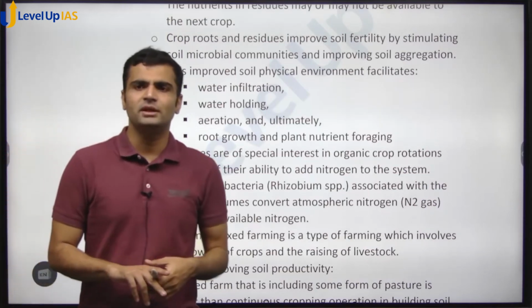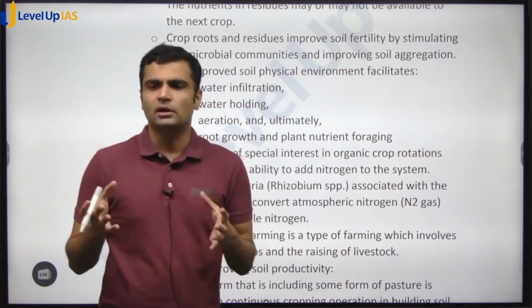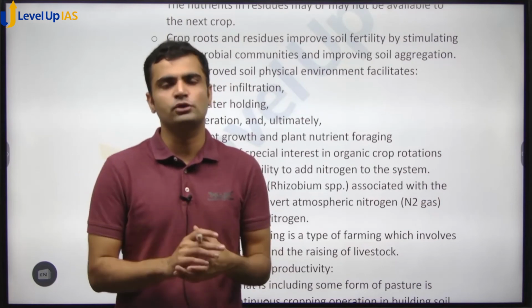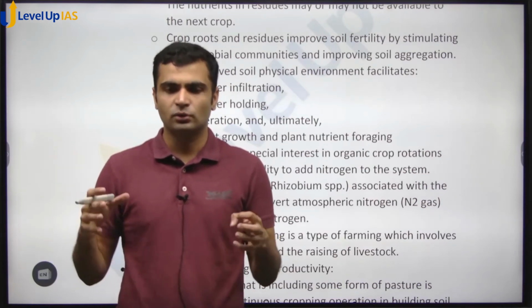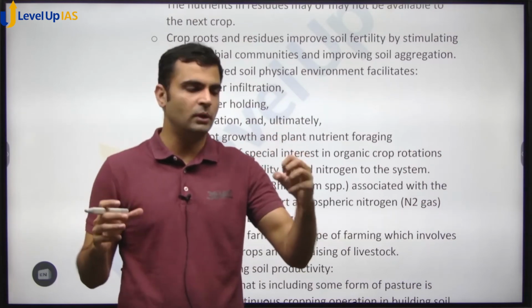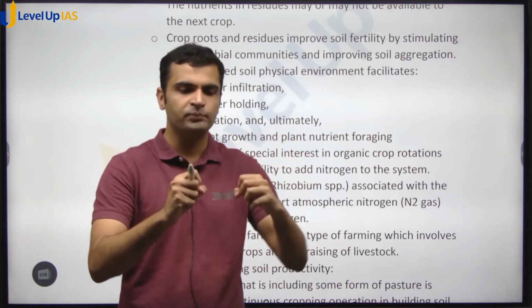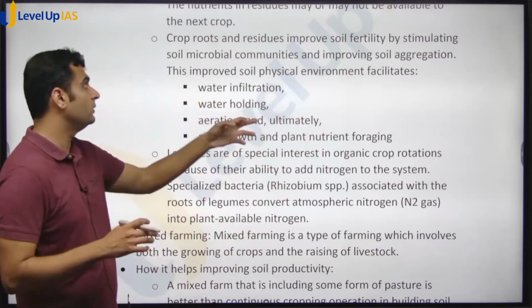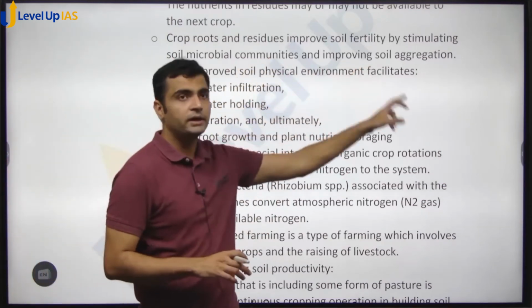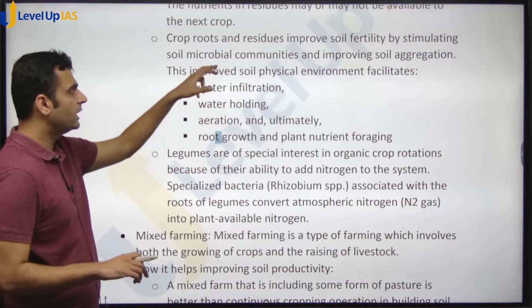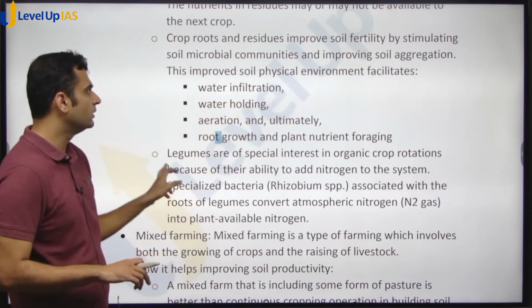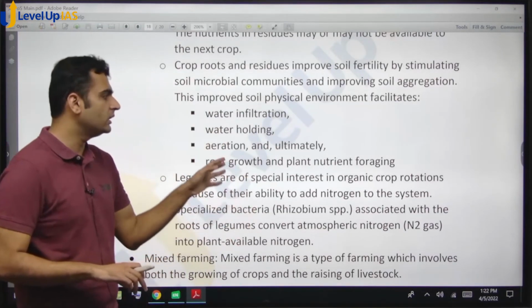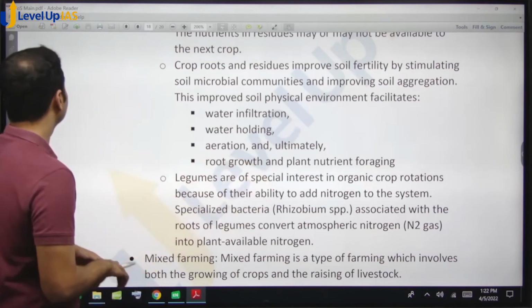Soil aggregation is basically, when there is soil, some soil particles are bound together much stronger than some other particles. So when one group of soil particles is bound and another group is aggregated differently, aeration is created. And that is how it helps in soil productivity. So these improve soil aggregation and thereby improve the soil physical environment as well. Water infiltration will be better, water holding capacity will improve, aeration will be better, and ultimately growth of plants and nutrient foraging.